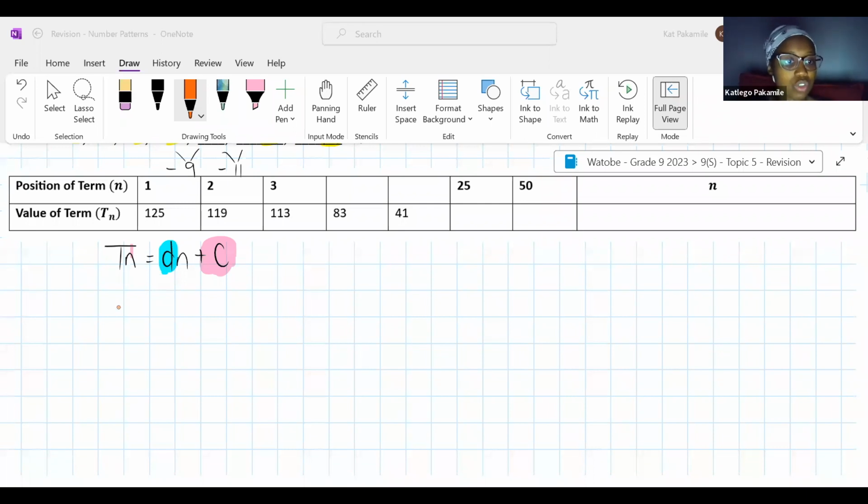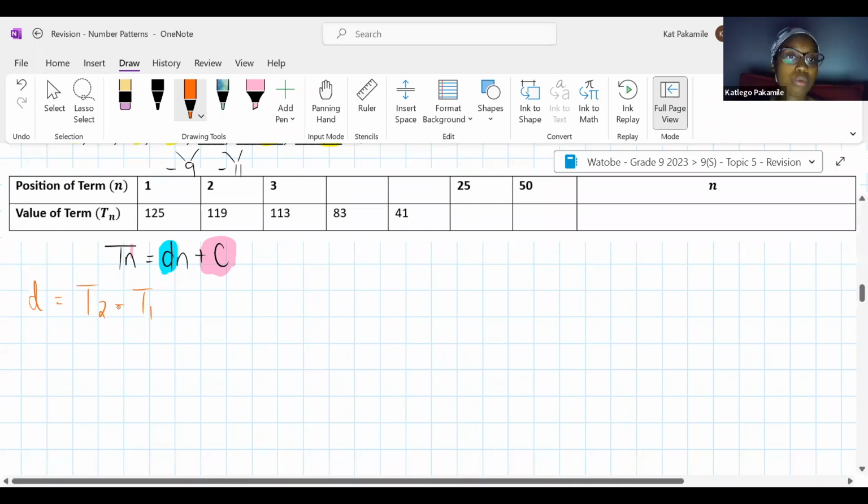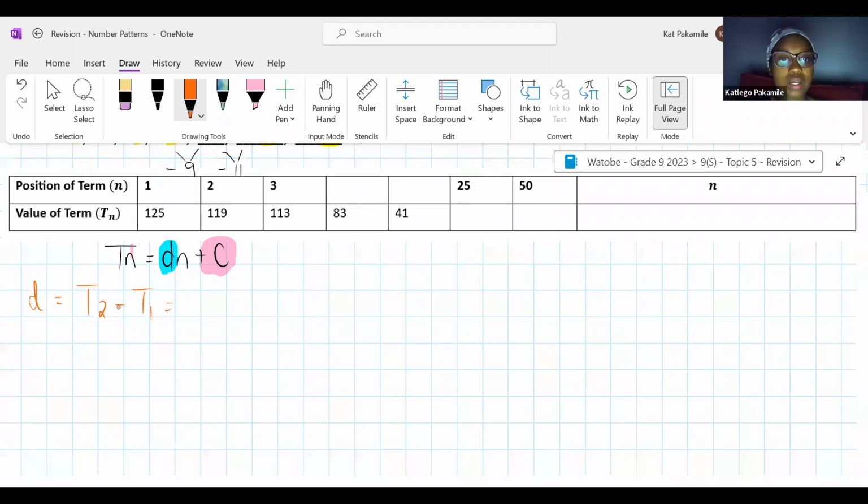Thank you very much. So, the constant difference is going to be T2 minus T1, and that will be 119 minus 125. So what is our constant difference here? Tell me what the constant difference is. What is 119 minus 125? Abisha says 6, Mama says negative 6. It is indeed negative 6.